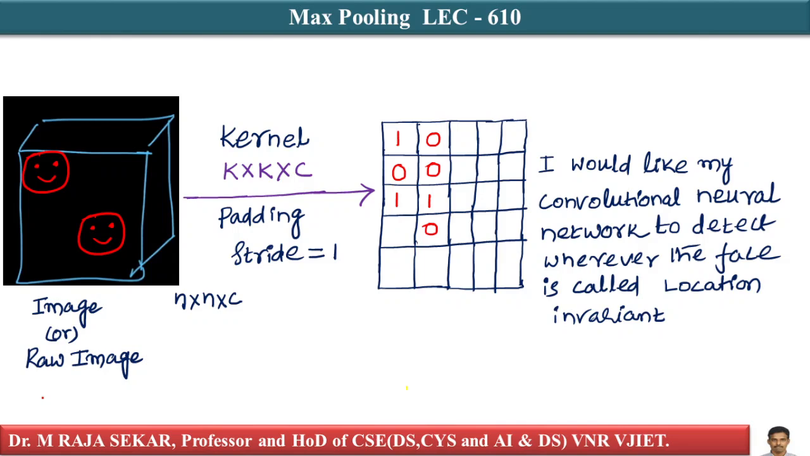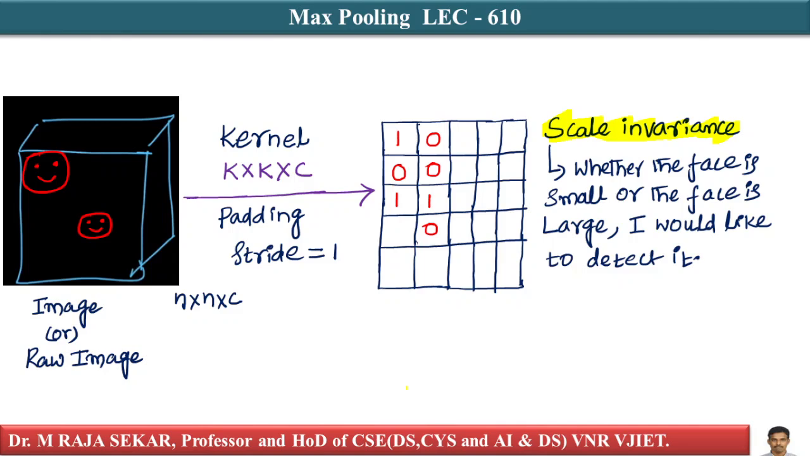There is also something called scale invariance, isn't it? Scale invariance means whether the face is small, something like this, or big, I would like to detect it. Your CNN must be able to detect it.